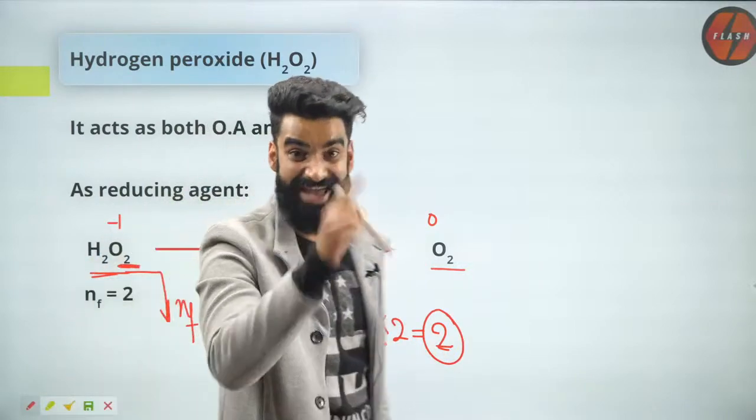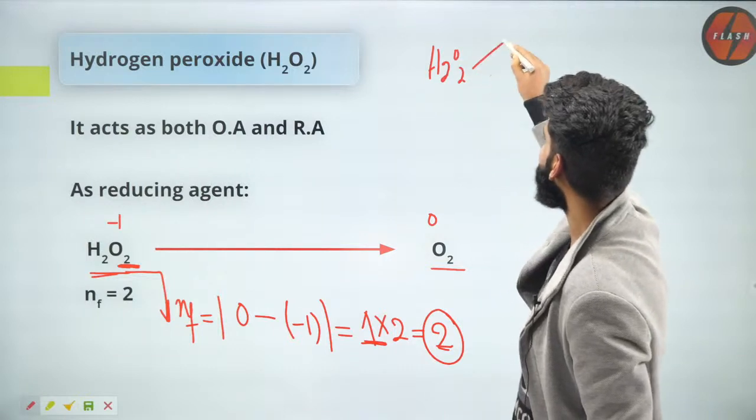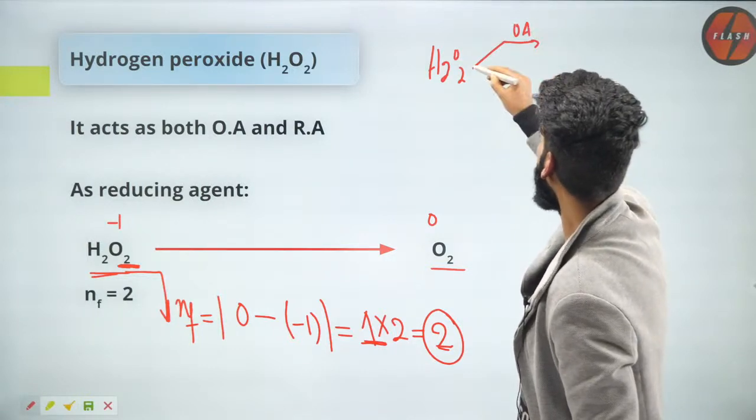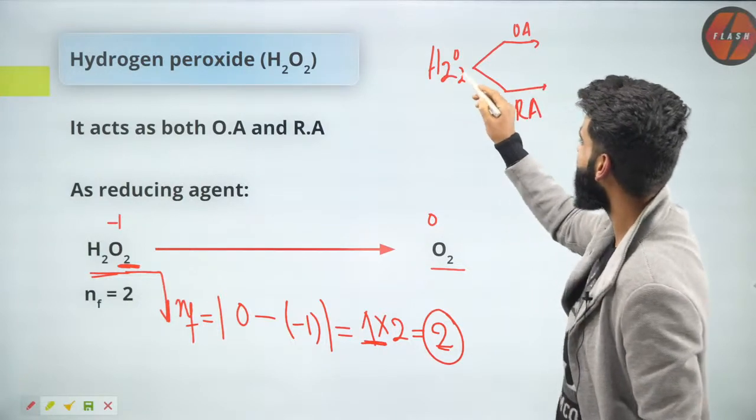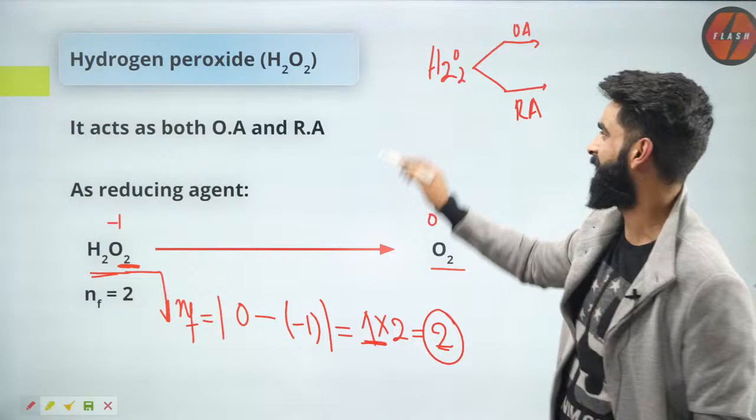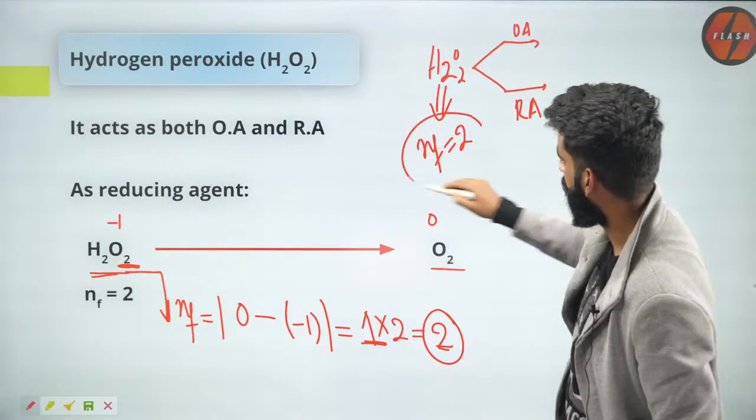So remember, H2O2 can act as the oxidizing agent, or in some reactions it can act as the reducing agent. Whether it is acting as the oxidizing agent or the reducing agent, in both reactions its N factor is going to be 2. Got it?